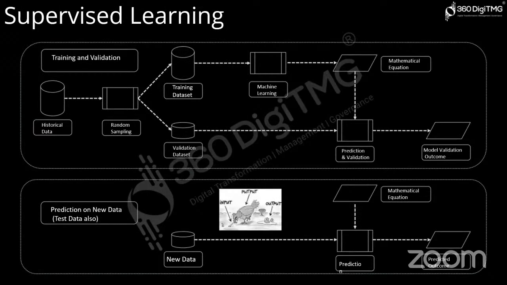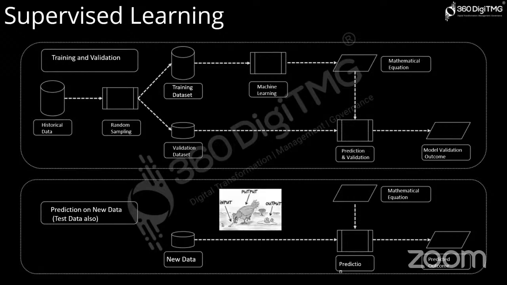Next, coming to supervised learning, you can see training and validation. We can give historical data, random sampling. Now we take the data, we have the output variable, and with the output variable we can split into training and validation. We will split the data into 80 and 20. So 80% for training and 20% for testing. We will build the model on 80% of the data, and we will test that model with the remaining 20%.